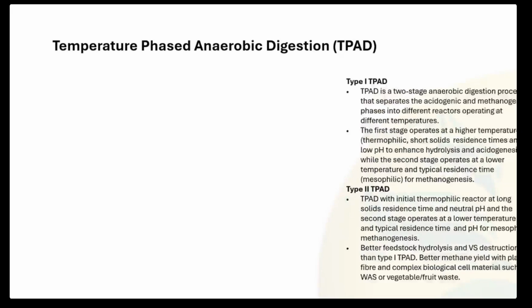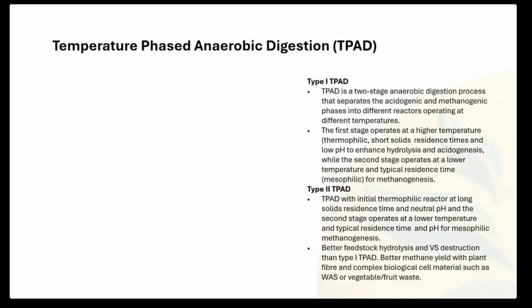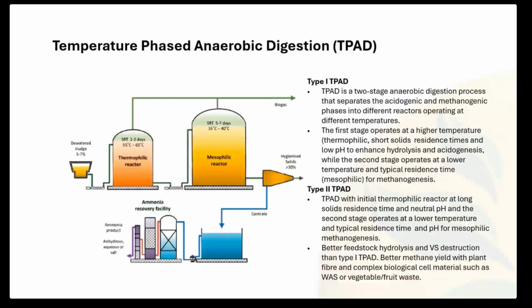One application of separating the phases of anaerobic digestion into two sequential CSTR digesters is temperature-phased anaerobic digestion, or TPAD. In TPAD, dewatered sludge or anything else like municipal solid waste can be macerated and then pumped into a thermophilic reactor, where the hydrolysis happens twice as fast as under mesophilic conditions, at 55 to 65 degrees with a solids residence time of 1 to 2 days, turning a proportion of the loaded material into acid.